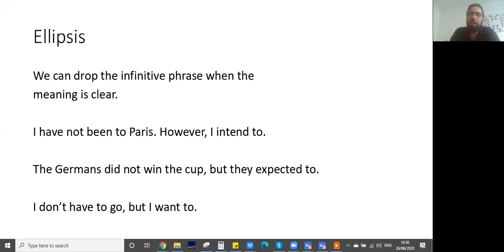Now we're going to use to plus infinitive. So, I've not been to Paris. However, I intend to. It's not the same verb form, but it means intend to go to Paris here. So we're not going to repeat it again.